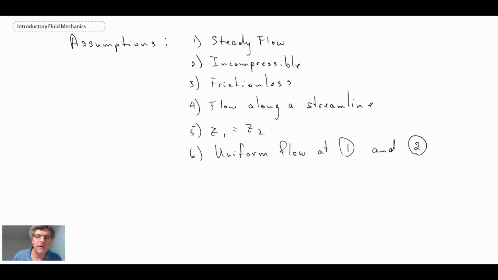Okay, so those are the assumptions: steady, incompressible, density is constant, frictionless. We're looking at flow along a streamline. There is no change in elevation, so we're assuming that it's a horizontally aligned nozzle. And uniform flow at 1 and 2. So that means that it's a top hat velocity profile into and exiting.